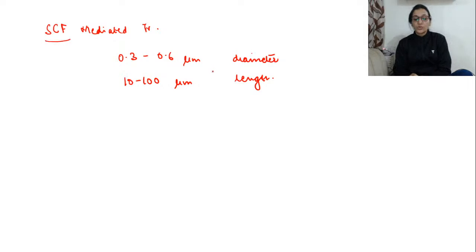So the DNA is coated. The DNA coated silicon carbide fibers are vortexed with the plant material. During the mixing, the DNA adhering to the fibers enters the cells and gets stably integrated with the host genome. The silicon carbide fibers with the trade name Whiskers are available in the market.